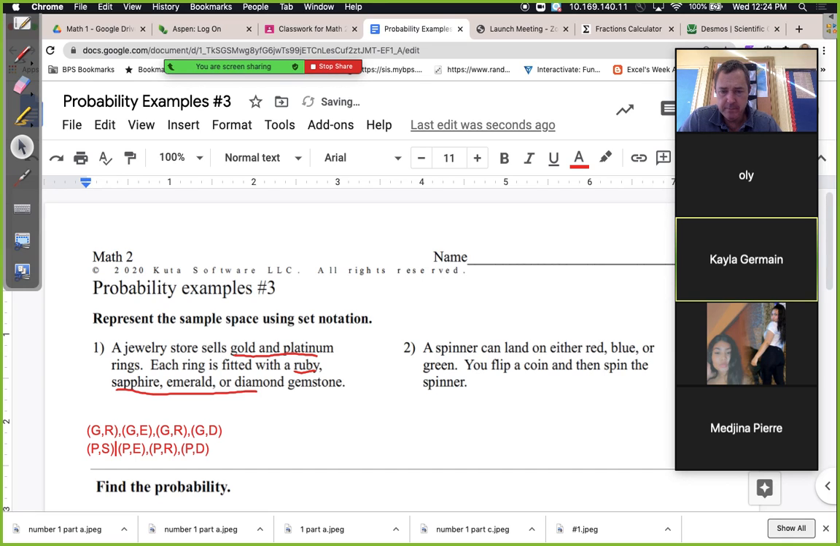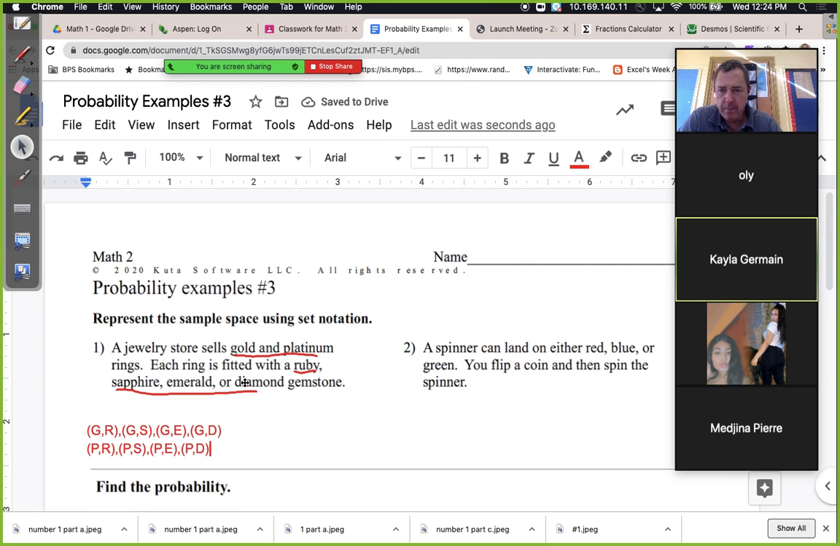Ruby, sapphire, just to make it a little more obvious. It doesn't have to be in any particular order, but if I'm giving you these for examples, I want you to make sure you understand that.